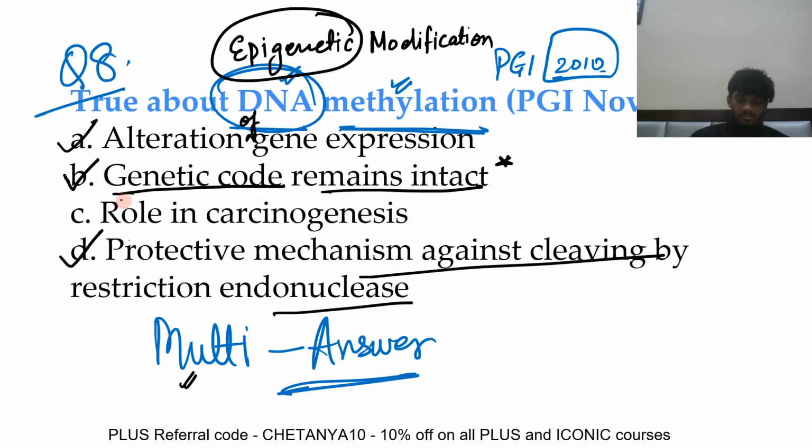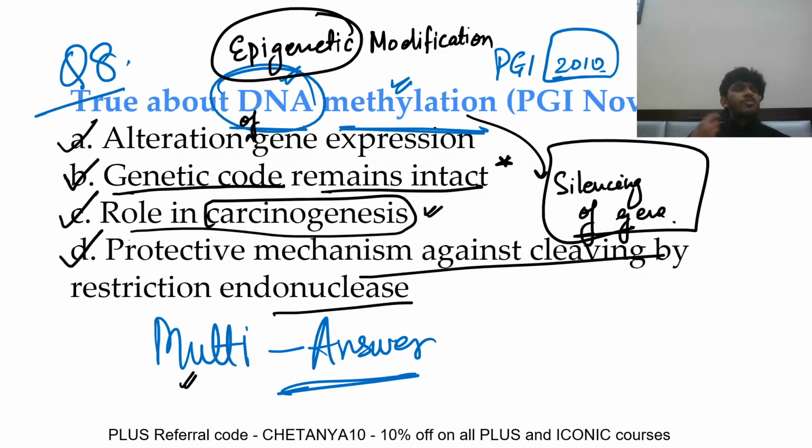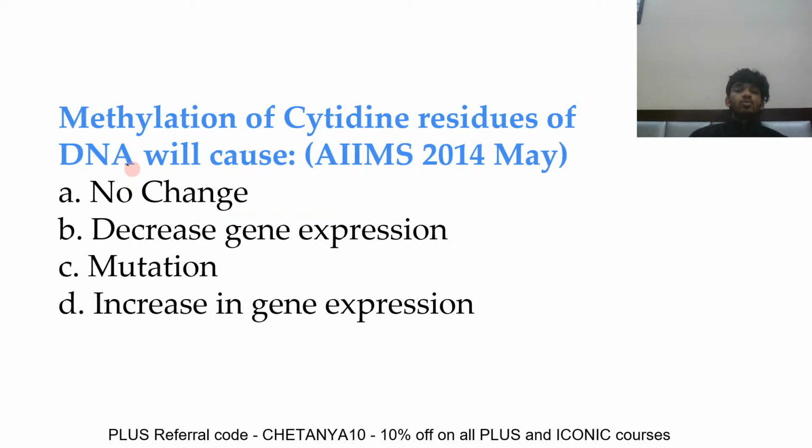Now what is left? C. C is also correct. It also has a role in carcinogenesis. DNA methylation has a role in carcinogenesis since it is responsible for silencing of genes. So if tumor suppressor genes get silenced, that will lead to carcinogenesis. That is one of the mechanisms in which it can have a role in carcinogenesis. Okay. So question number 8, all the 4 statements are true.